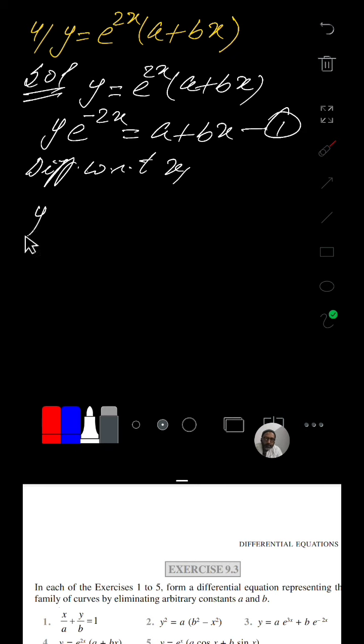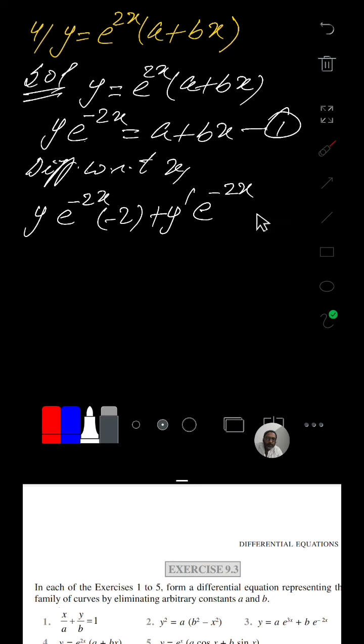First function as it is, derivative of the second function by chain rule will be e raised to power minus 2x into minus 2, and then plus derivative of the first function, that is y dash, and second function as it is e raised to the power minus 2x. On the right hand side, derivative of the first term is 0 because this is a constant term, and derivative of the second term will be b, as b is the constant coefficient and derivative of x is 1, that is b.